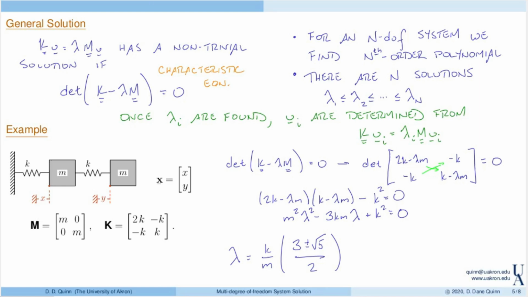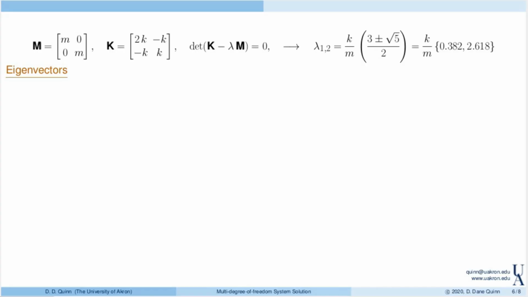Okay, so here it is again, just to summarize the mass and stiffness, characteristic equation. These are my solutions, and then when I evaluate this quantity, I get 0.382 times k over m for one solution, and that would be lambda 1. And then 2.618 times k over m for lambda 2.